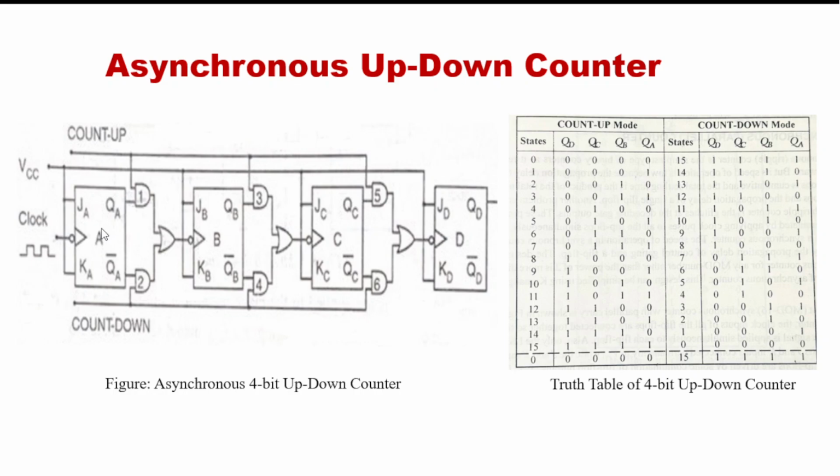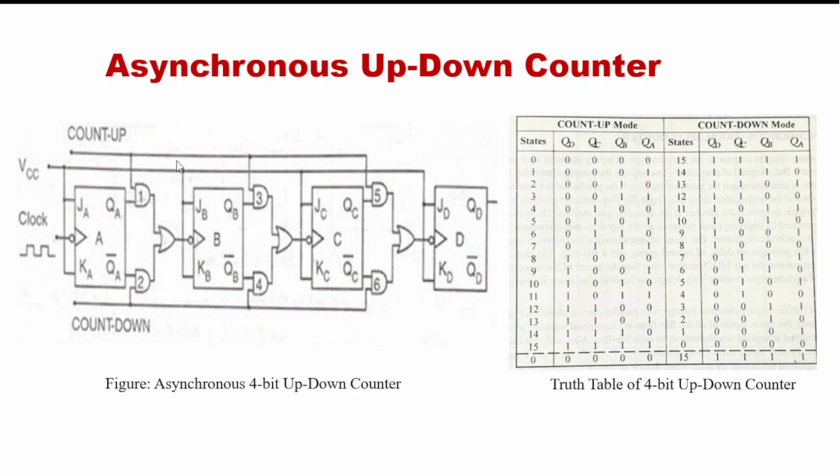So first of all, just look at this design here. As it is a 4-bit asynchronous up down counter, we need 4 flip-flops, flip-flop number A, B, C, D. The inputs J and K of all flip-flops are connected together and connected to VCC. That means if I connect to 1, VCC means 1 or 5 volt, so it continuously toggles with the applied clock pulse.